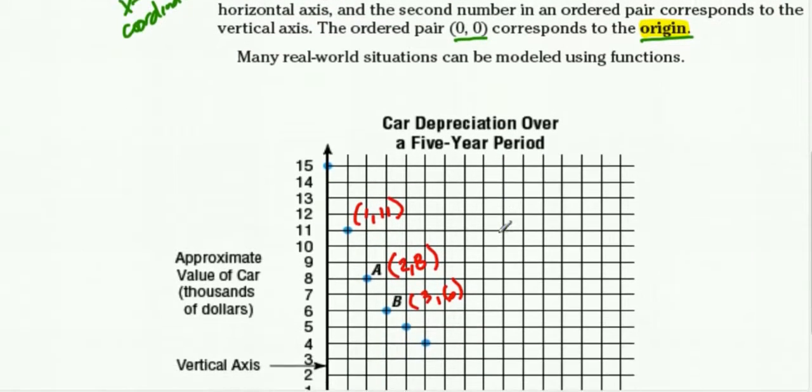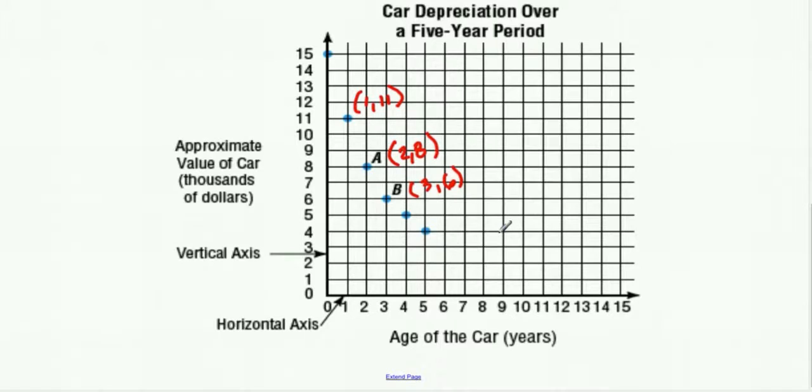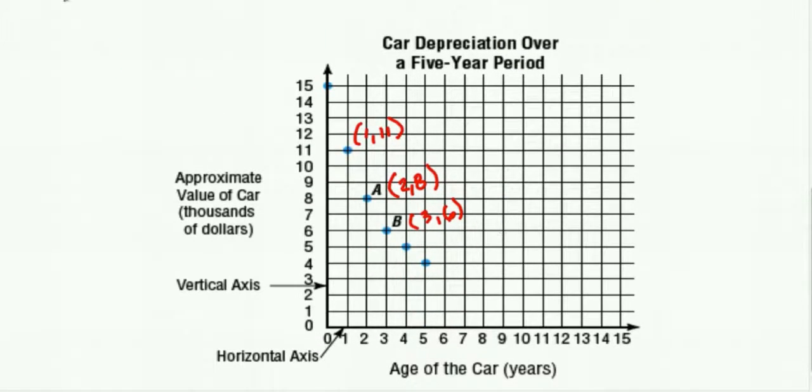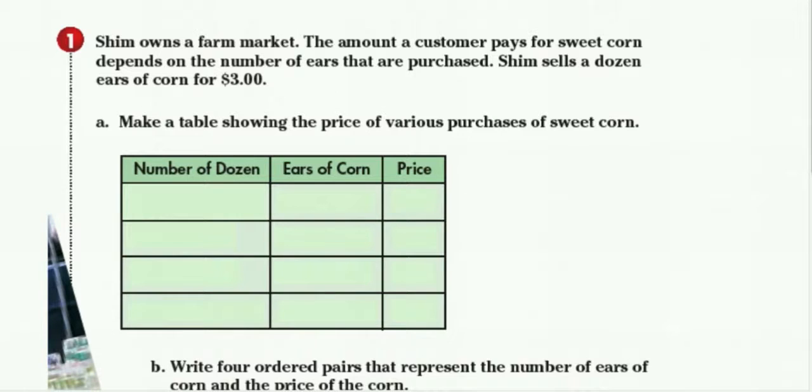Many real-world situations can be modeled using functions. Let's take a look at how that is the case. So, Shim owns a farm market. The amount a customer pays for sweet corn depends on the number of ears that are purchased. Okay, so again, the word depends.